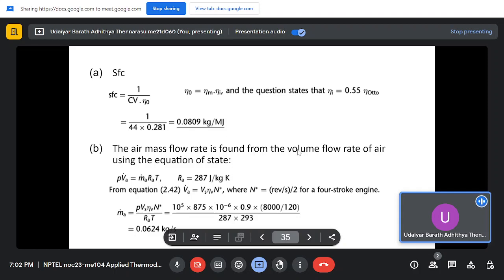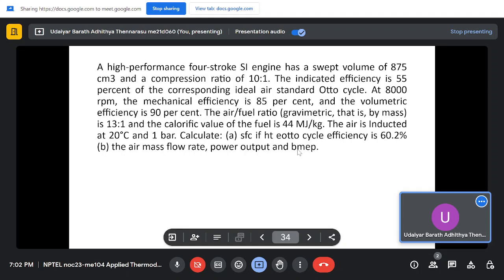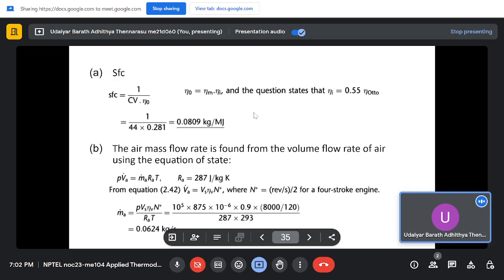In the question we have been given the air fuel ratio. Sorry, we don't know whether it's stoichiometric, but the air fuel ratio is 13:1. So for air, assuming it to be an ideal gas, we write PV̇A equals ṁA into RAT. The gas constant for air is 287 joule per kg Kelvin, and V̇A is swept volume into volumetric efficiency into N star.